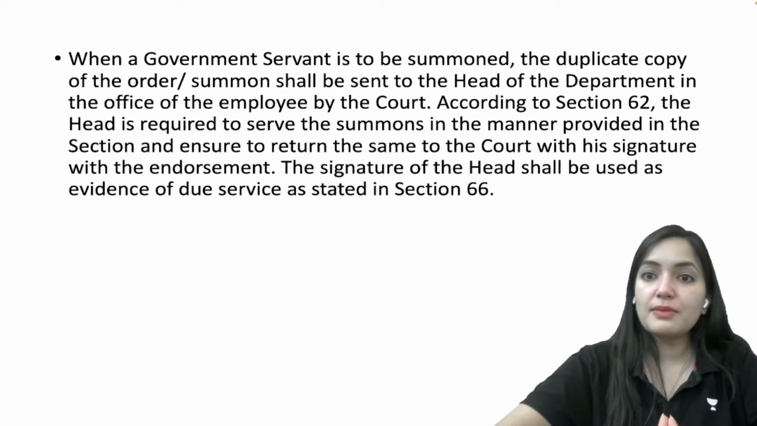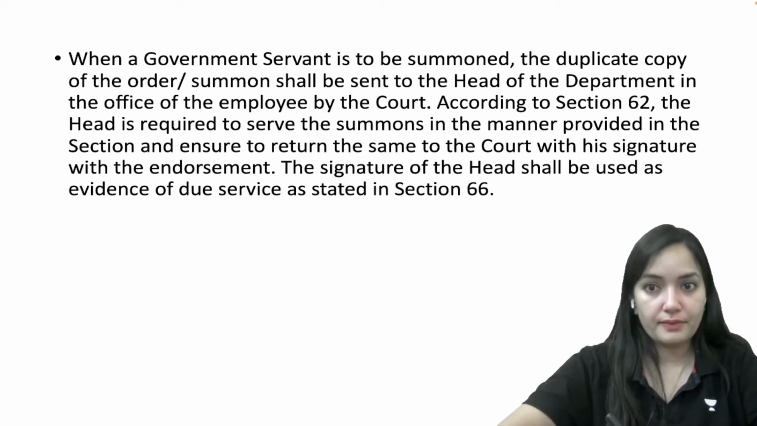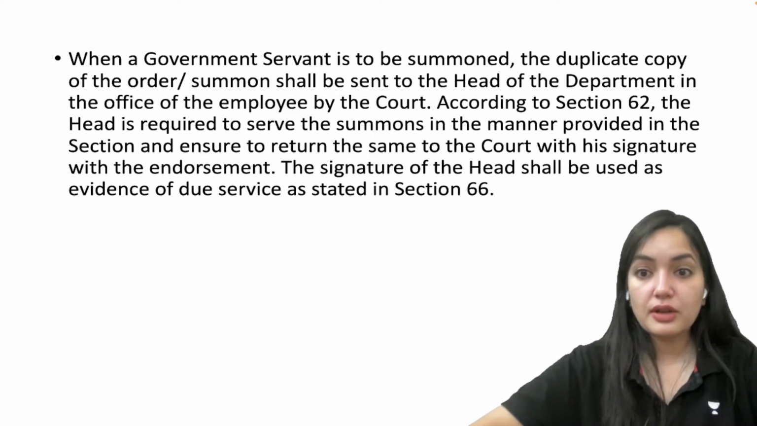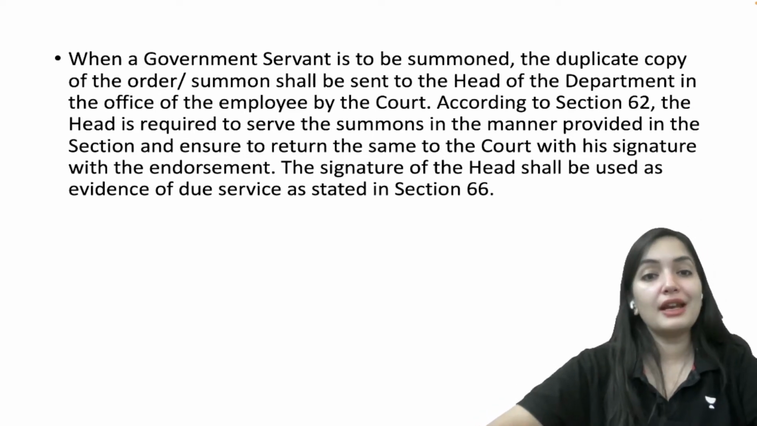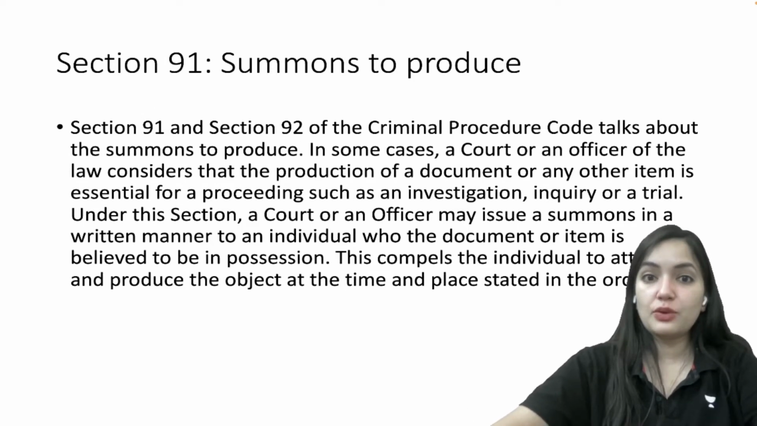When a government servant is to be summoned, the duplicate copy of the order or summon shall be sent to the head of department in the office of the employee by the court. According to Section 62 of the Criminal Procedure Code, the head is required to serve the summons in the manner provided in the section and ensure to return the same to the court with his signature with the endorsement. The signature of the head shall be used as evidence of due service as stated in Section 66 of the Criminal Procedure Code. Now, Section 91 of the Criminal Procedure Code talks about the summons to produce, and Section 92 as well.